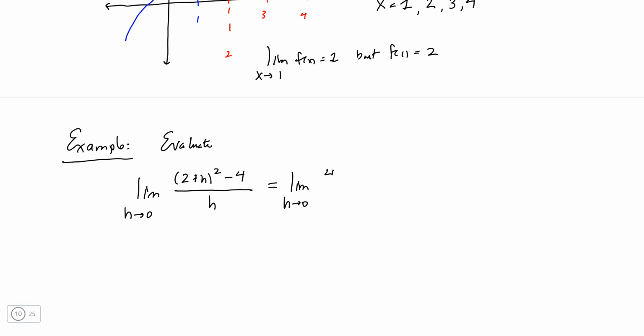So if we FOIL out the first term, I'm going to get a 4 plus 4 times h plus h squared.